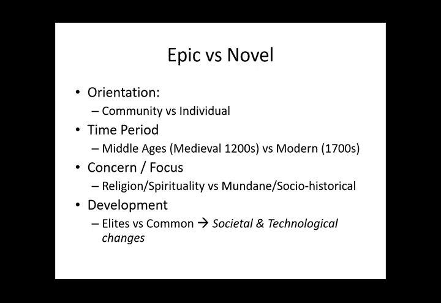Now, as I said before, this is just a summary. The orientation of the epic deals with the community, what is more important to the community, it takes a very big responsibility, while the novel is more about individual pleasure and individual perspective. And the time period for epic is usually the Middle Ages, but usually the most common ones are in the medieval period, in the 1200s, while the novel is actually a very new invention, and it came out only 300 years ago.